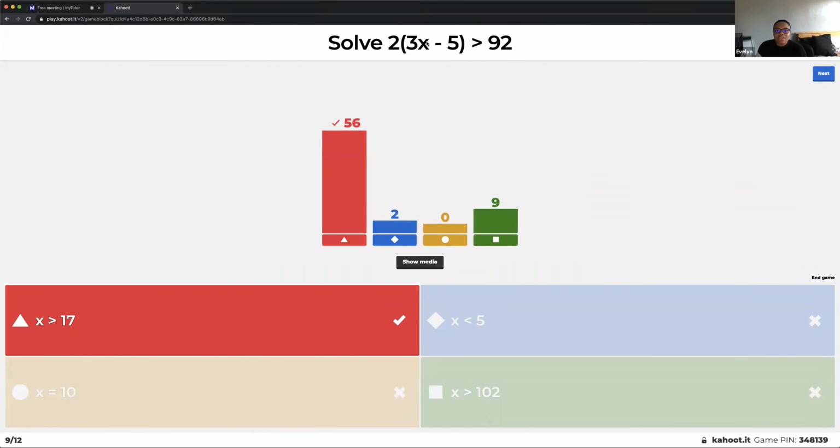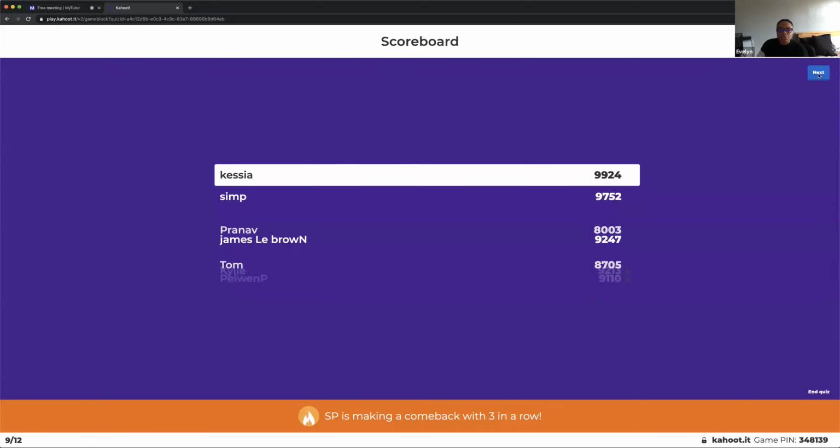Brilliant. Right, let's have a look at this one. So expand the brackets first, just like equations. If we expand the brackets, we get 6x minus 10 is greater than 92, and then we solve, and then we get x is greater than 17. So brilliant. Well done, guys.